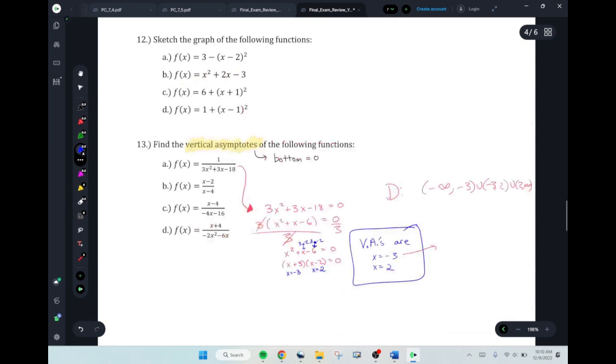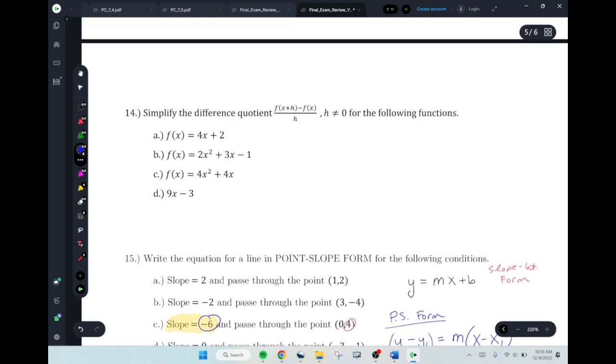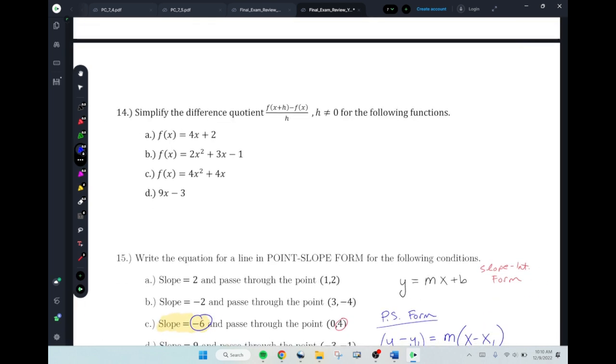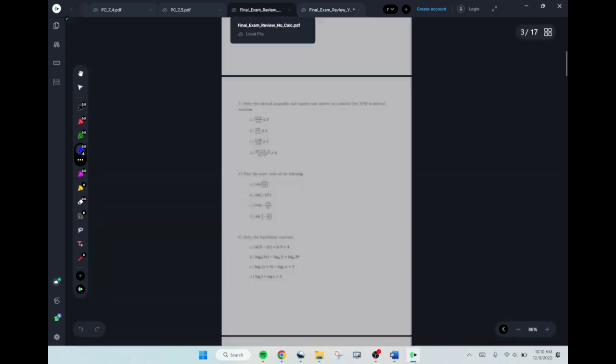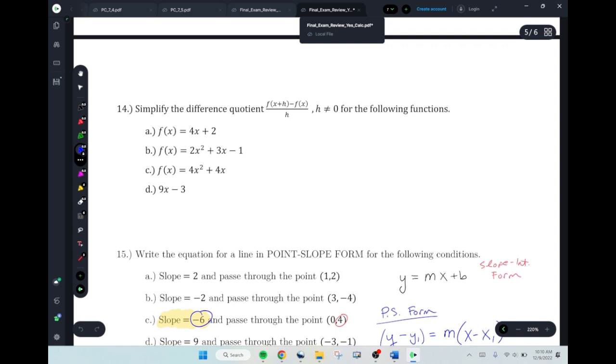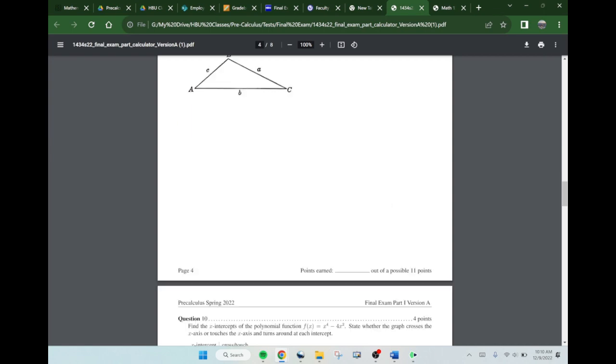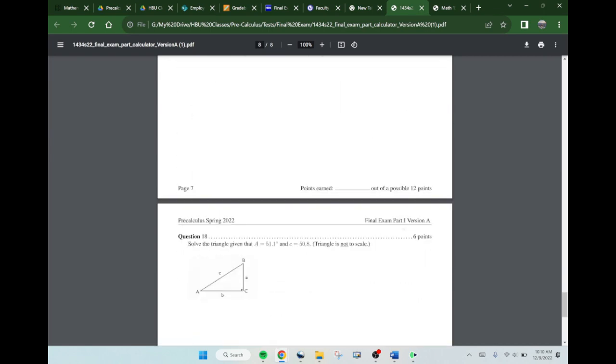14. Ooh, this is my favorite type of problem. On which one? For difference quotients. Number 14. This is 14 on the calculator. Oh wait, no, that was that one. Yeah, difference quotient's great. Hang on. Oh, thank you. Freeze. I remember.